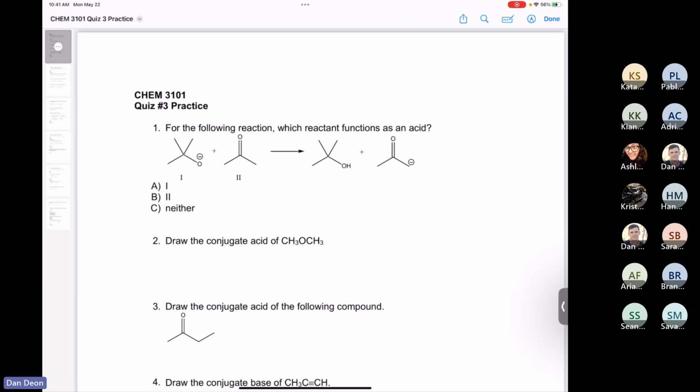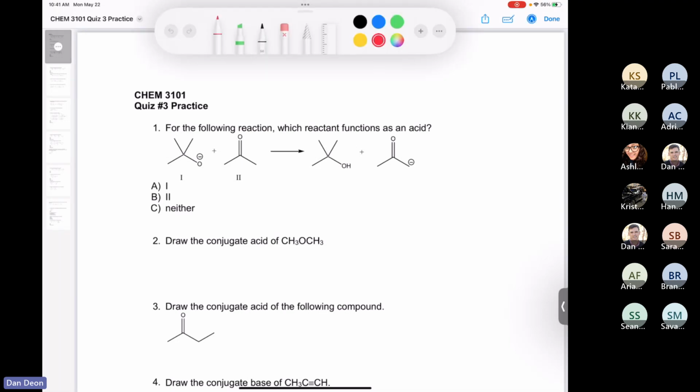Yeah, thanks, Sarah. It's 2. It's donating a proton, right? So you can say that the base is going to grab this proton like this. So 2 is going to be the acid, 1 is the base. And if we were to label these, this is the conjugate acid, and this is our conjugate base.